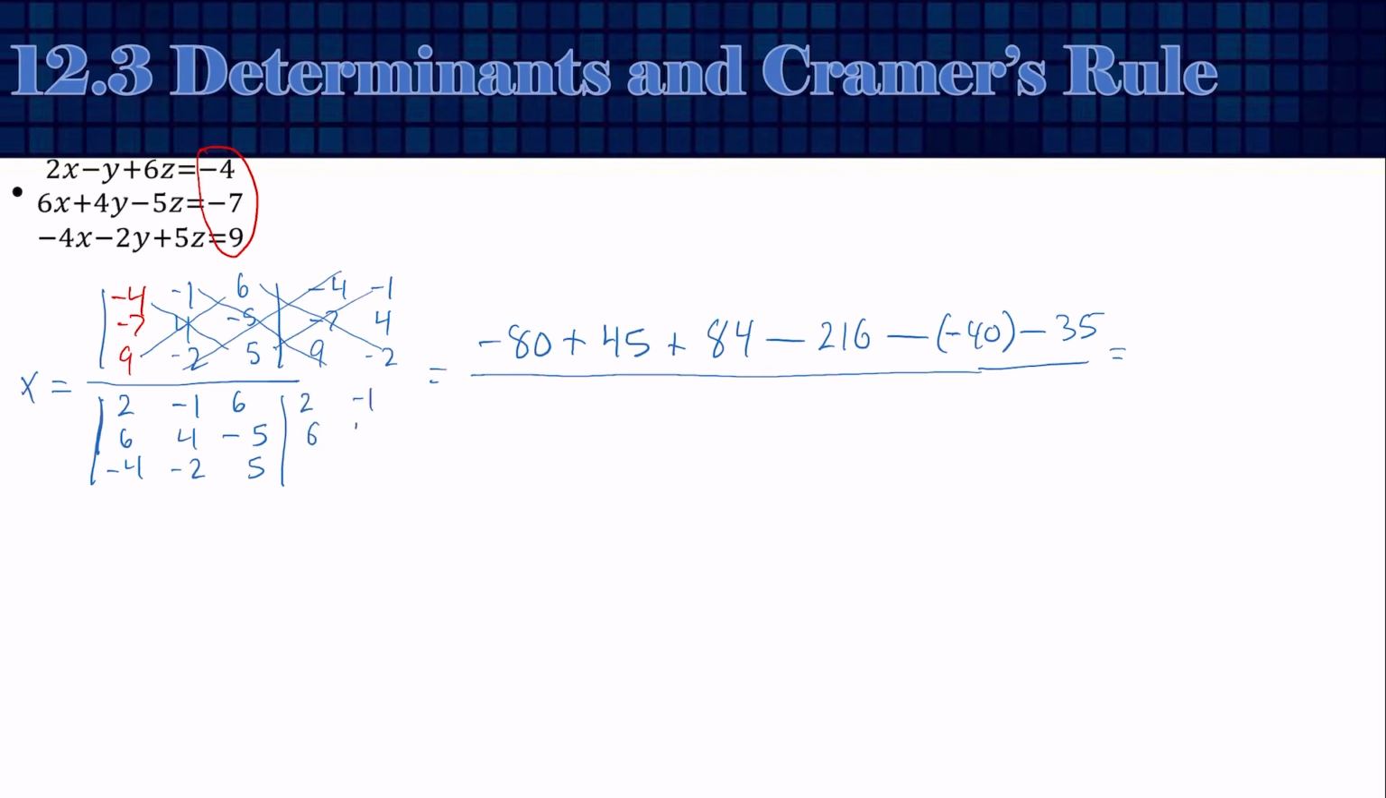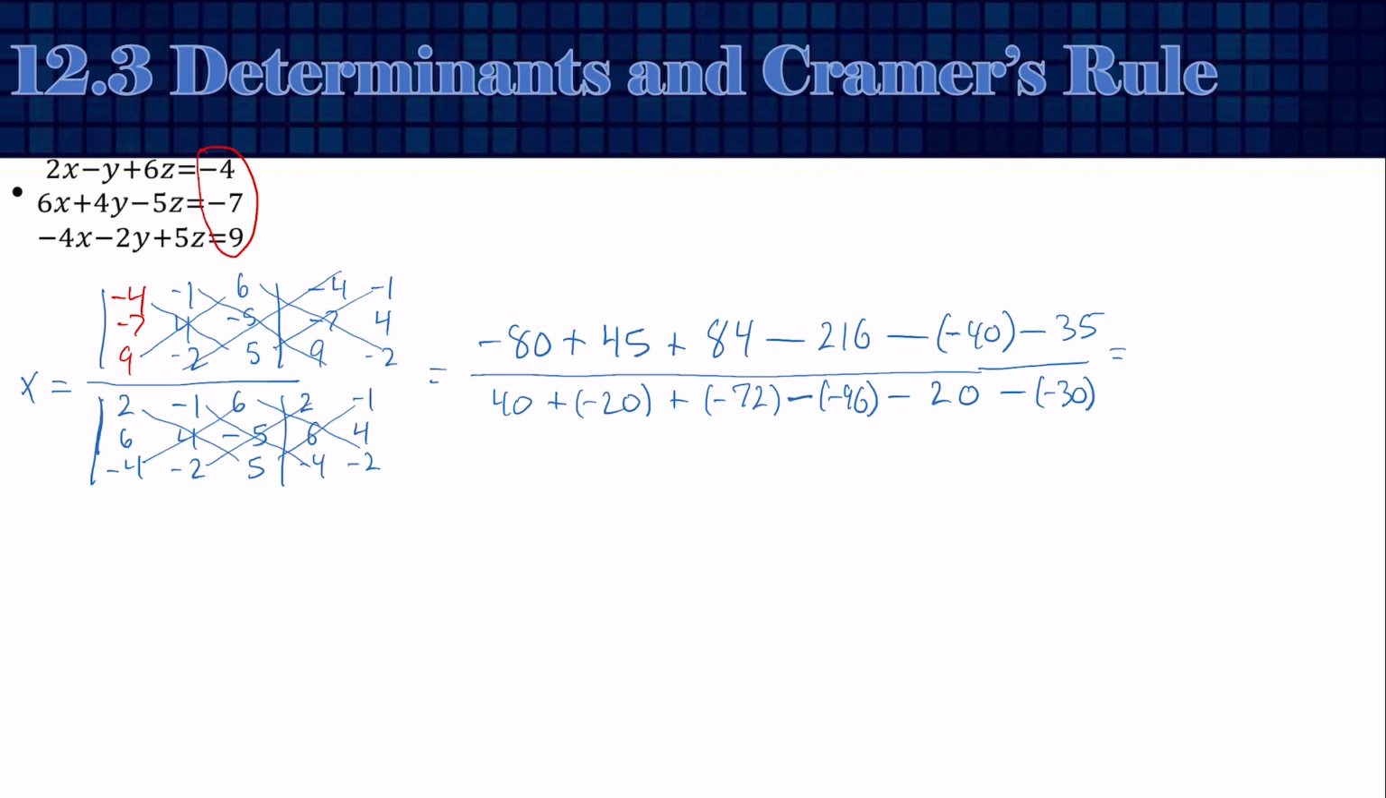On the bottom, we'll have 2 times 4 times 5, which is 40, plus negative 1 times negative 5 times negative 4, which is negative 20, plus 6 times 6 times negative 2, which would be negative 72, minus, let's go up, negative 4 times 4 times 6, which is negative 96, minus negative 2 times negative 5 times 2, which is 20, minus 5 times 6 times negative 1, which is negative 30.